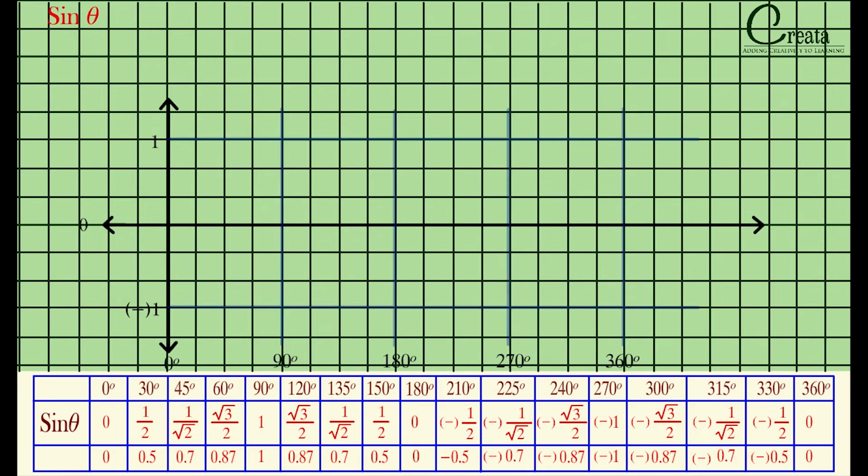Let's begin with plotting the graph. Let's take our first quadrant. We know sine 0 degrees is 0. Let's mark a point at 0, 0. Sine 30 is 0.5. Let's mark a point at 0.5 against 30 degrees. Now mark our next point as 0.7 against 45 degrees, and further 0.87 against 60 degrees, and finally 1 against 90 degrees. Now we have all the points in the first quadrant. Let's join them to form a graph and see how it looks. On joining, you will observe a curved line. This is our sine graph in the first quadrant.